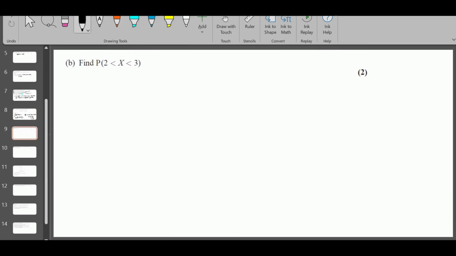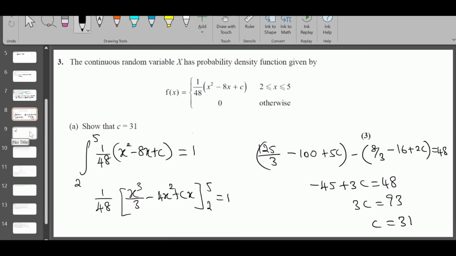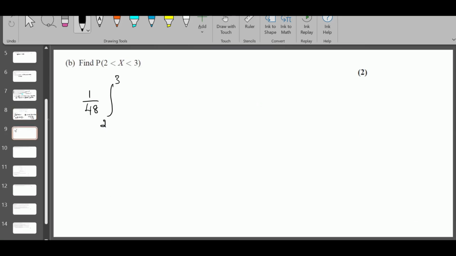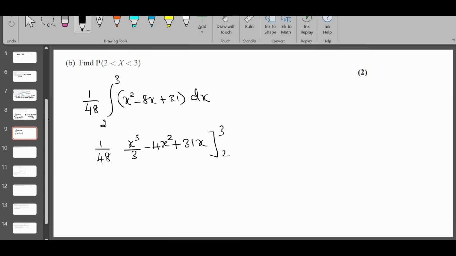Part B, find P of 2 to 3. Just integrate the function from 2 to 3. So 1 over 48 integral 2 to 3 of x squared minus 8x plus c, where c is 31, dx, which is x cubed over 3 minus 8x squared over 2, which is 4x squared, plus 31x, from 2 to 3.